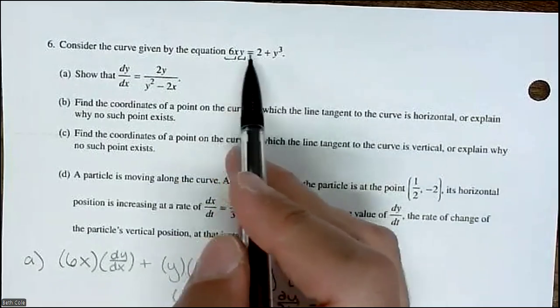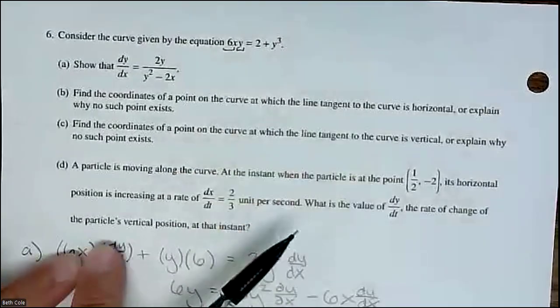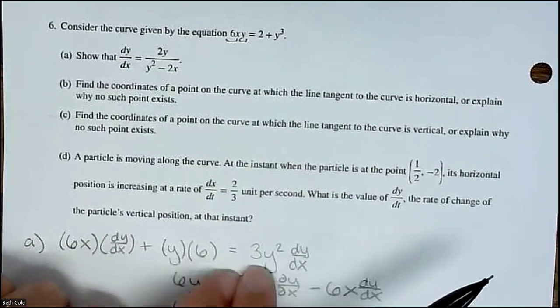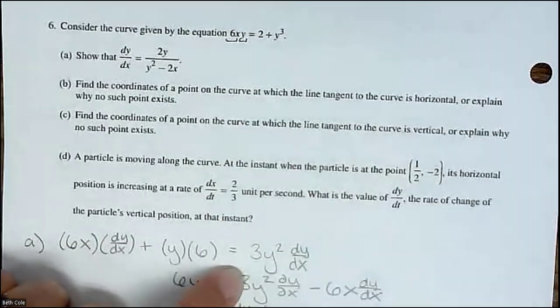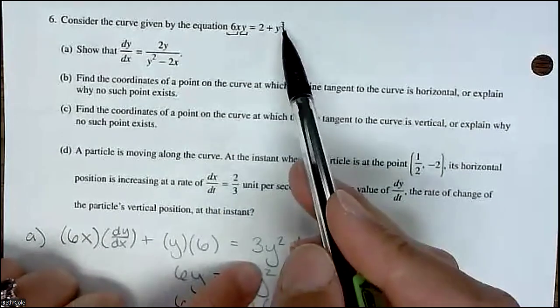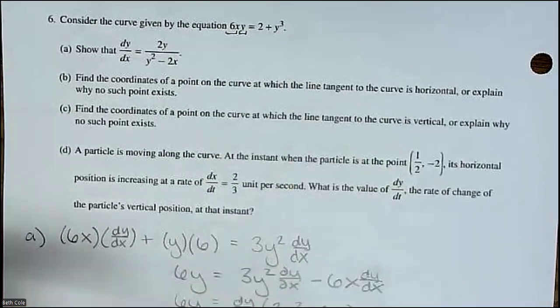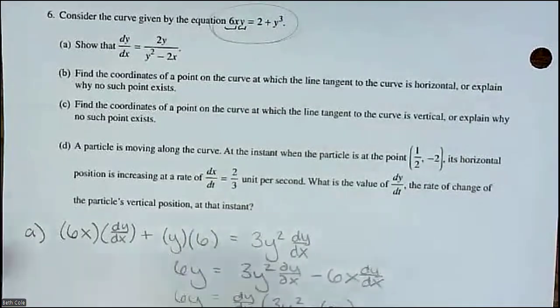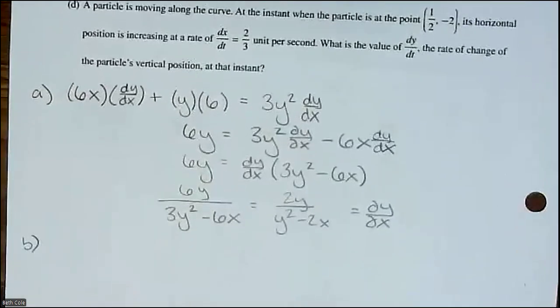So the first part was a product rule. It was first times derivative of the second plus second times derivative of the first. That's your product rule. Equals, and then the 2 is a constant, so that was gone. And then the derivative of y cubed is 3y squared dy dx. So we just did the derivative of this whole thing. Okay. So that was worth a point, and then all the algebra was worth a point.